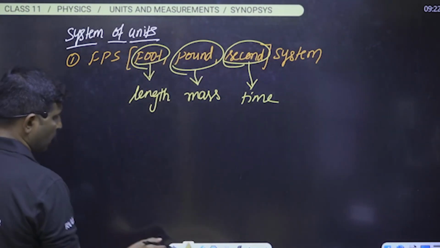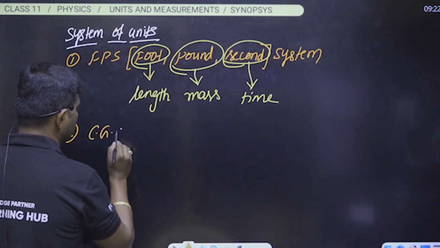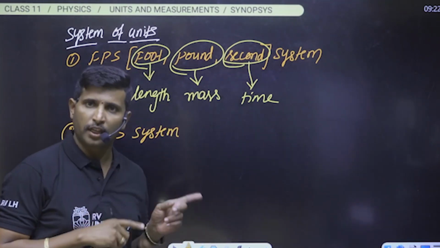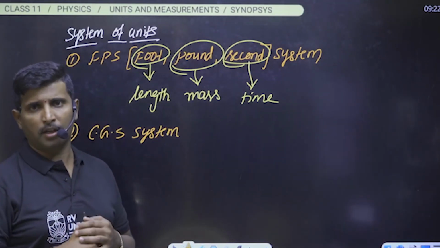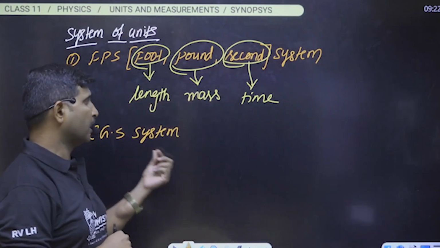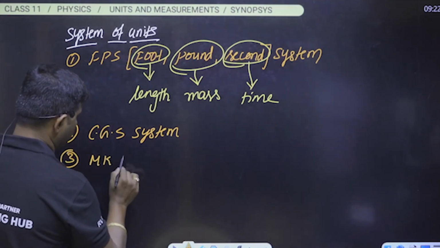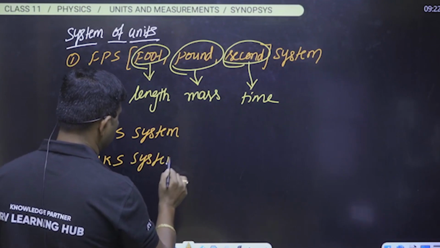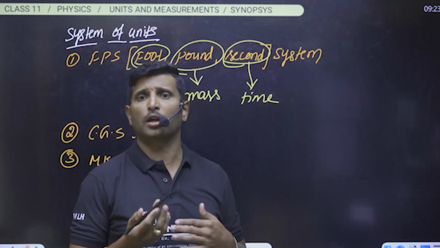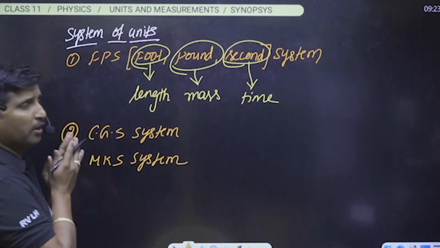Is it right? And similarly, the second one is the cgs system. It is centimeter, gram and second. Centimeter is used to measure length, gram is used to measure mass, and second is used to measure time. And the third one is the mks system. Meter is used to measure length, kilogram is used to measure mass, and second is used to measure time. These are the three different types of systems.